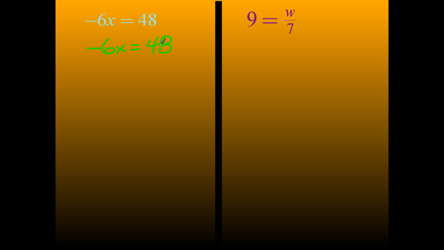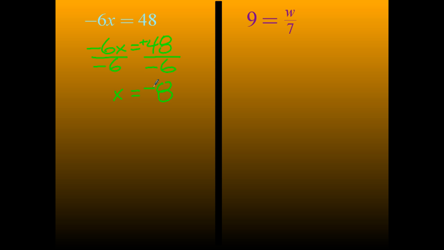Okay, and then I'm going to do the opposite of it. So I'm multiplying by -6, so I'm going to divide this into groups. I'm going to divide this by -6, divide this by -6, and I get 48 divided by 6 is 8. And this is positive, divided by a negative is going to give me -8.